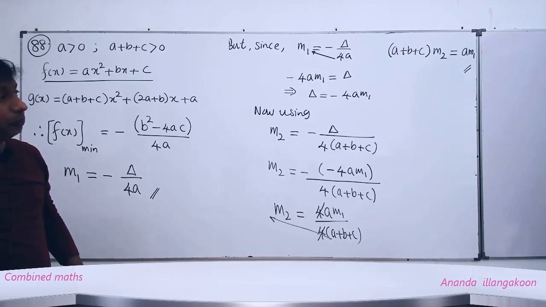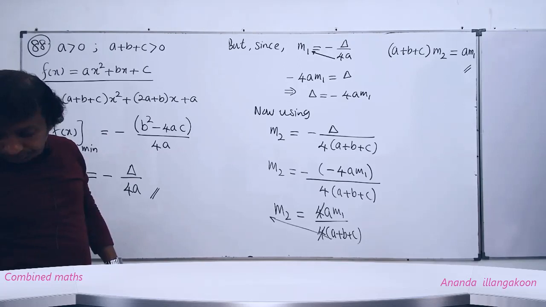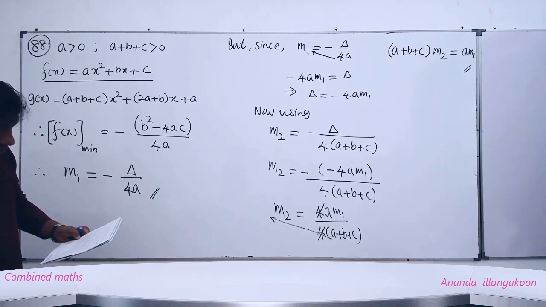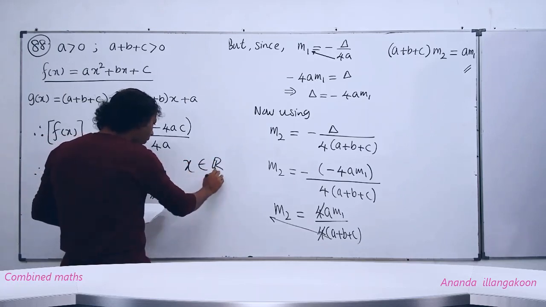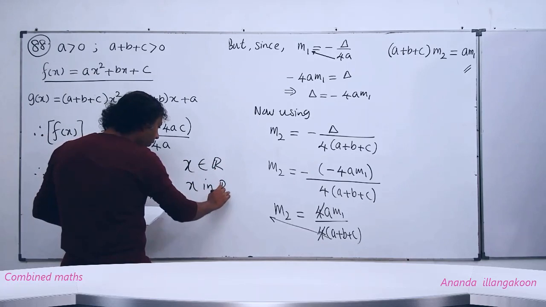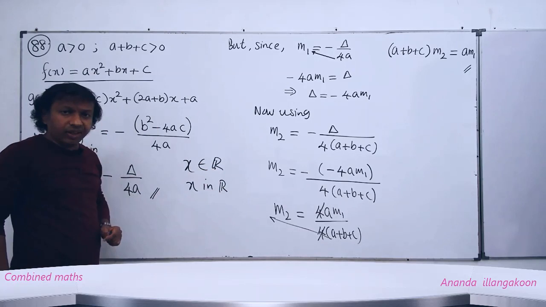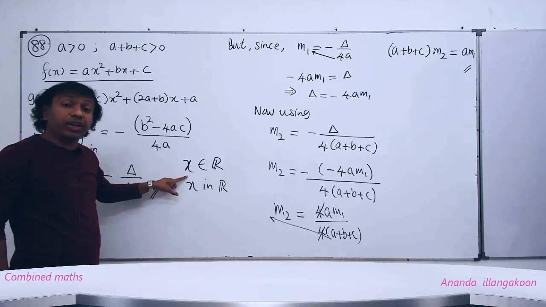Right. Now, people, the last part. What's that? Hence, show that fx is greater than or equal to 0 for all x in R. What is meant by this? X belongs to R. X in R. What is X? X belongs to R. R means what? Set of real numbers. X is a real number. For all x in R means what?